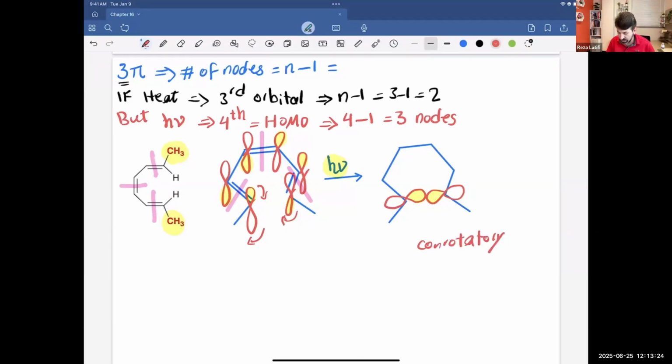Now, what will happen to the methyl? The one on the left will go up. How about this methyl group? It will go down. And what will happen to the double bonds? One double bond will go there, this double bond here, and that double bond is going to go there. So we get 2 double bonds and 1 sigma.